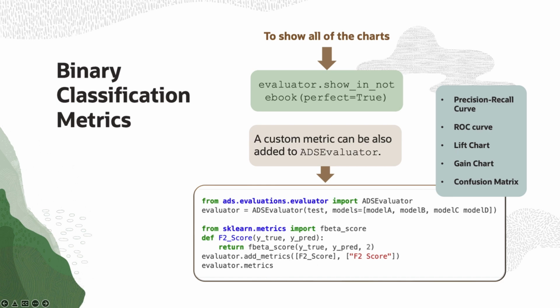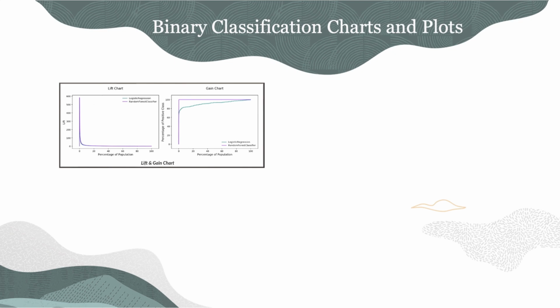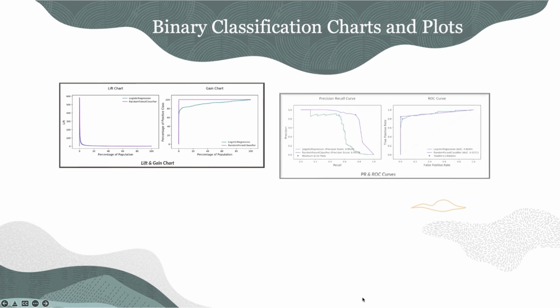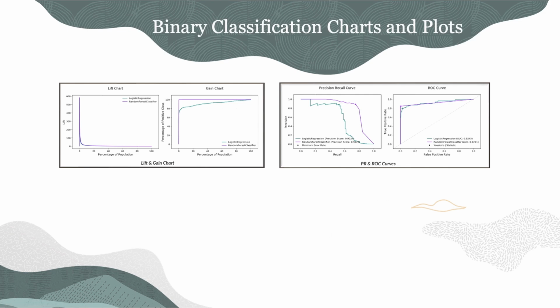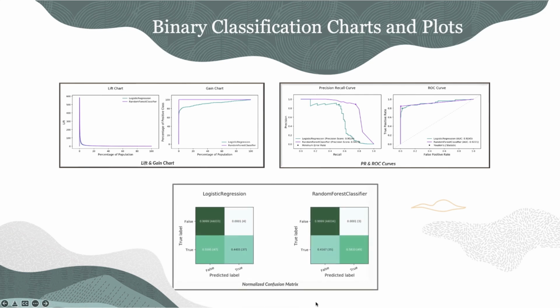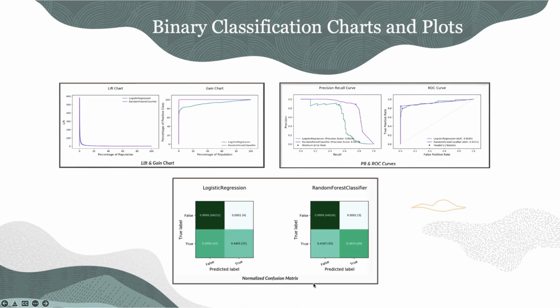On the right are the charts associated with binary classification. Moving on to the next slide, you can see the lift and gain chart, precision and recall curves chart, and normalized confusion matrix generated here using the ADS package. So usually these are the charts generated by using the ADS package, and this is how it looks.